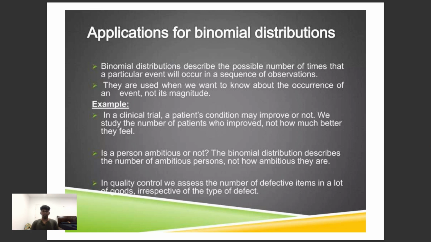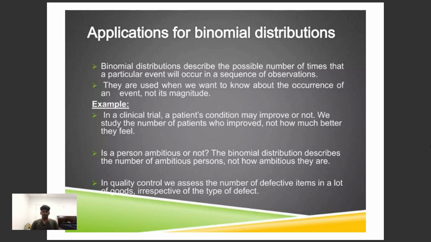Applications for binomial distributions. Binomial distributions describe the possible number of times that a particular event will occur in a sequence of observations. They are used when we want to know about the occurrence of an event, not its magnitude. For example, in a clinical trial, a patient's condition may improve or not. We study the number of patients who improved, not how much better they feel.